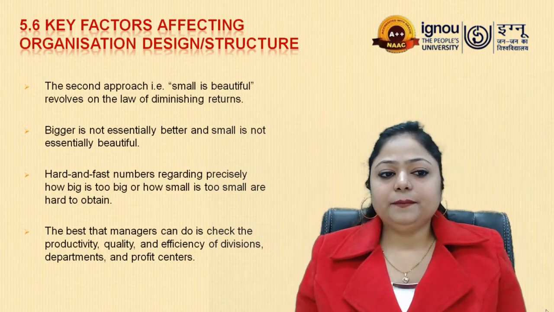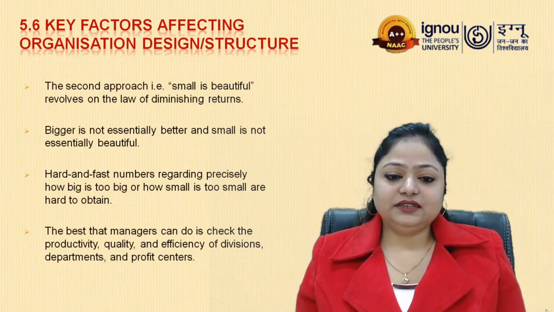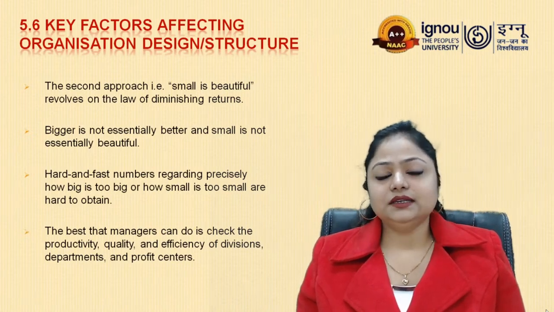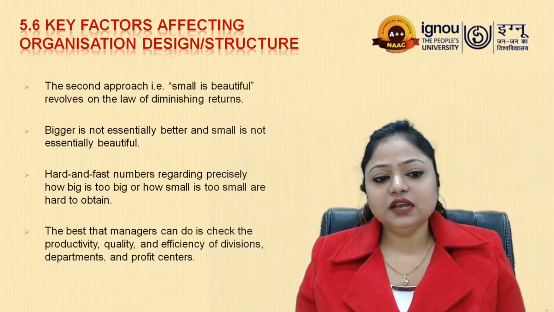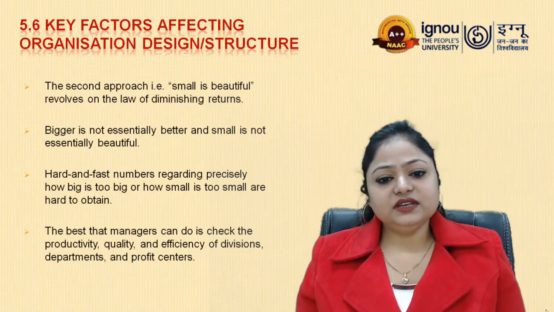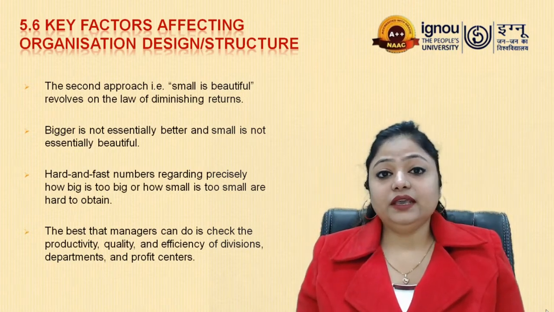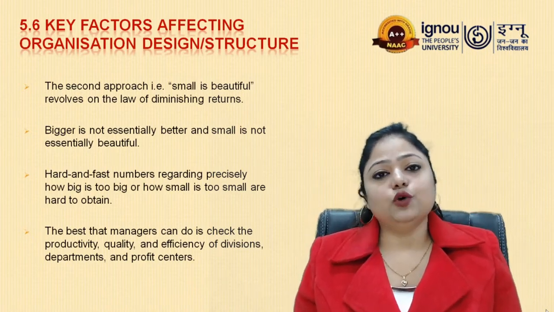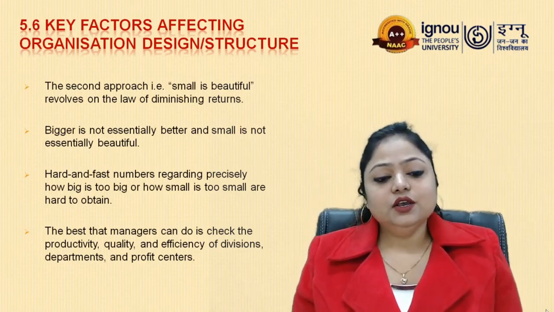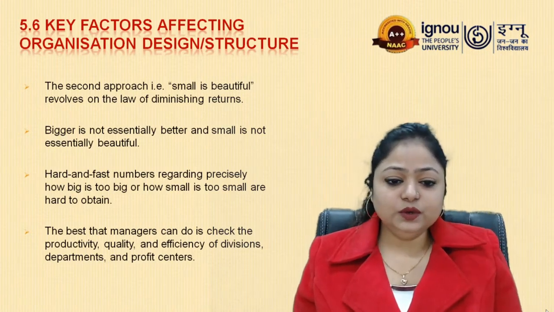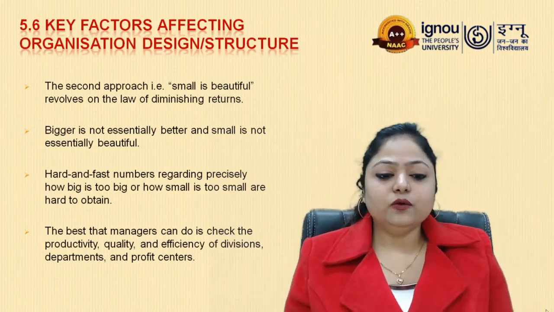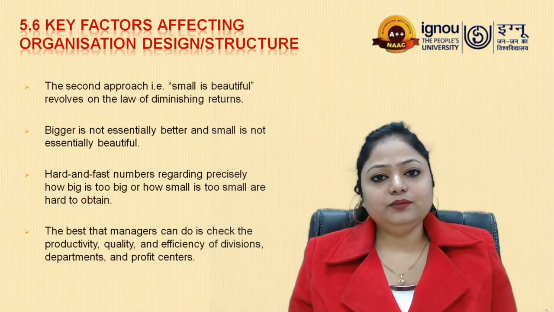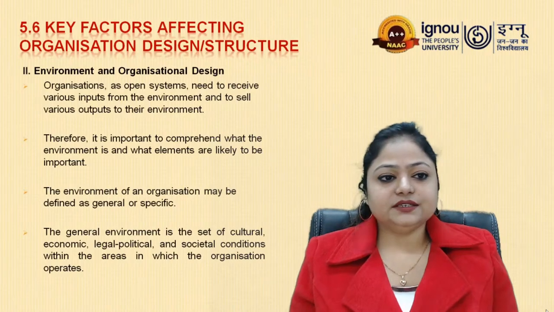Now, bigger is not essentially better and small is not essentially beautiful. It should be kept in mind while designing the overall structure. Hard and fast numbers regarding precisely how big is too big and how small is too small are hard to obtain. How to decide? The best that managers can do is to check the productivity, quality, and efficiency of the decision departments and profit centers of the organization.